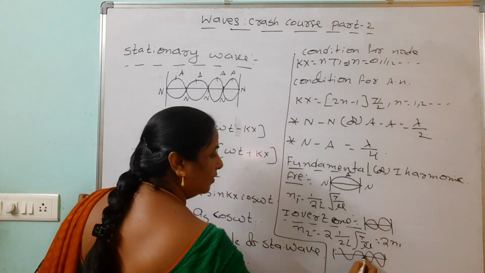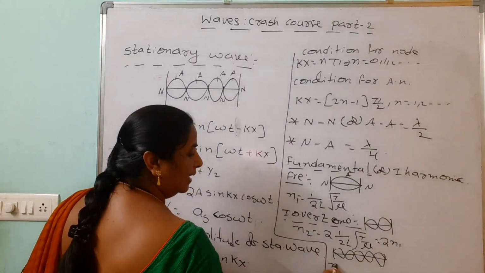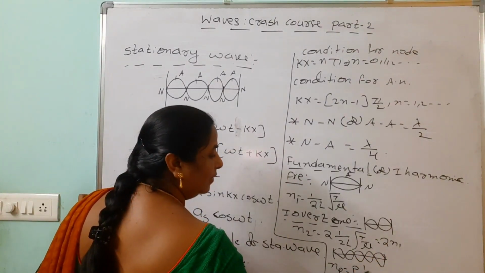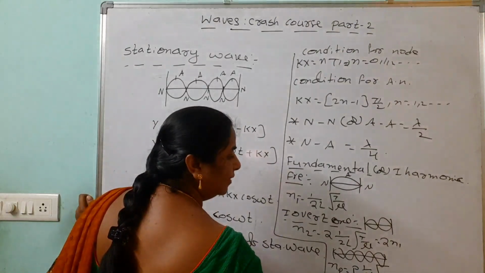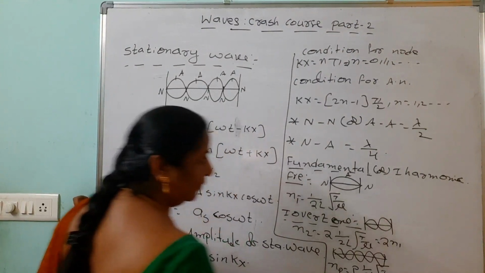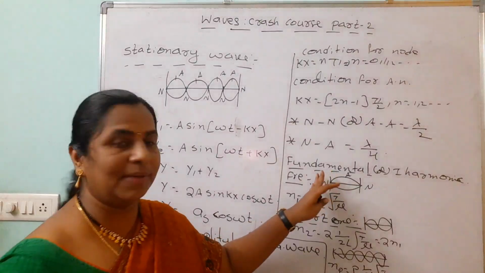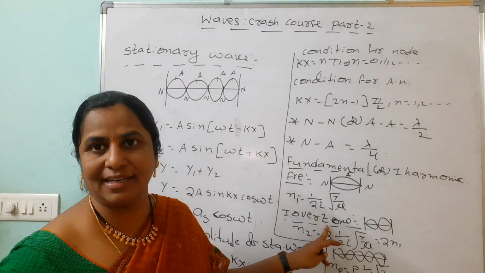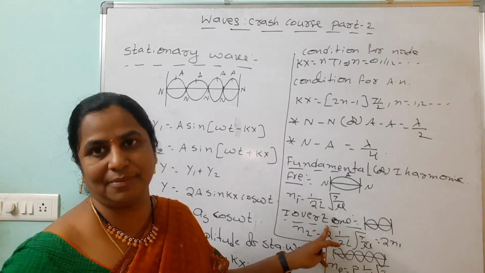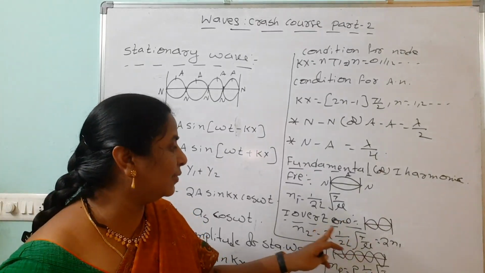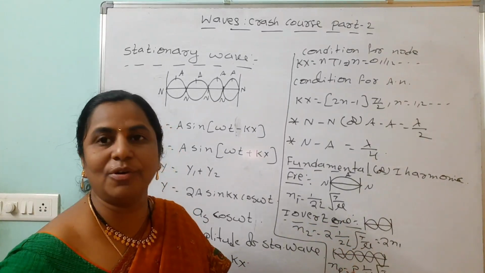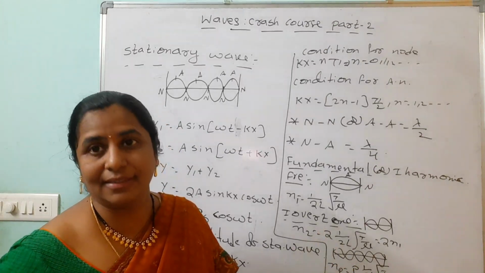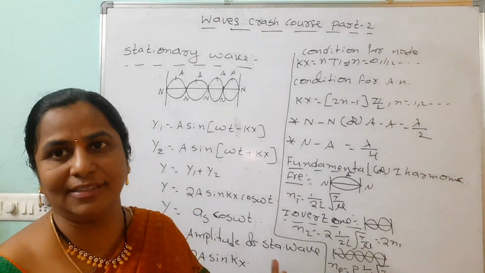How to write this expression? N_p equals p into 1 by 2L into under root T by mu. So this is the fundamental frequency or first harmonic. This is the first overtone or second harmonic. Why? 2 times of that fundamental frequency. This is 3 times of that, so the third one we can call the second overtone or third harmonic.